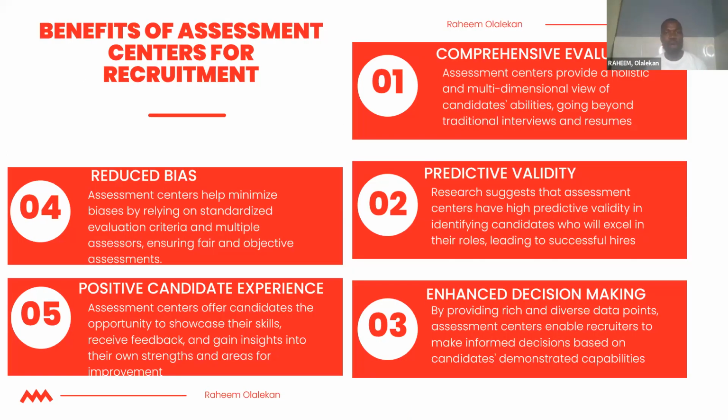What are the benefits of assessment center for recruitment? We have comprehensive evaluation. I think I've covered this. Assessment center for recruitment gives you comprehensive evaluation, because the mandate has been given and the tools to work with have been provided for the assessors. The only work given to them is to ensure that they pick the right candidate to fit the right role. So that is just it.